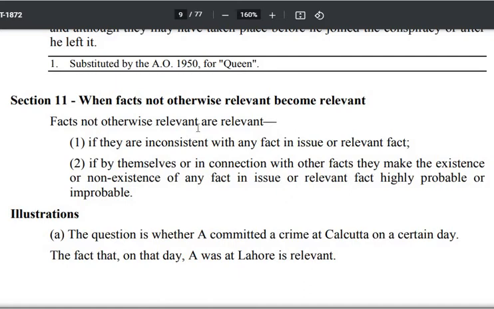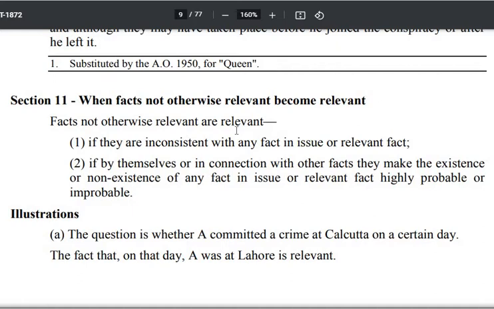मतलब किसी और सेक्शन में, सेक्शन 6 till सेक्शन 10 एंड सेक्शन 12 till 55, इसमें से किसी सेक्शन में that fact is not falling. In either of these sections that fact does not fall and therefore that is not relevant in either of these sections.